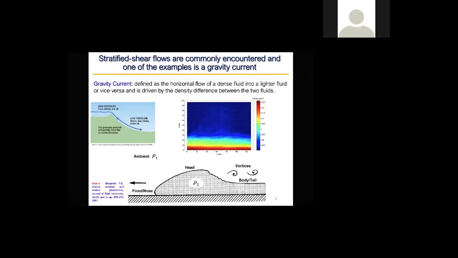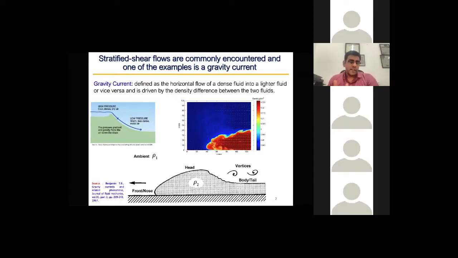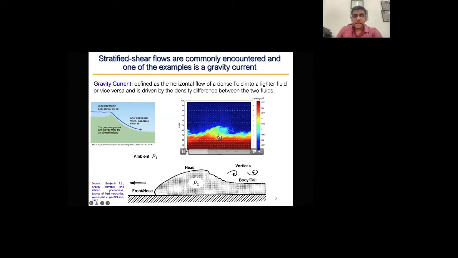But leaving the thermodynamics aside right now, we are only interested in the fluid mechanics aspect, wherein we want to study how much these two fluids mix. Can we quantify the mixing that happens in this kind of configuration? When we talk about gravity currents, you have three distinct zones: the front of the gravity current, then the head, which follows after the front, and then the body or the tail, which is the least energetic portion of the gravity current.